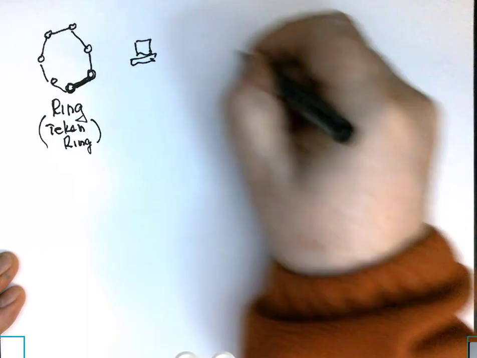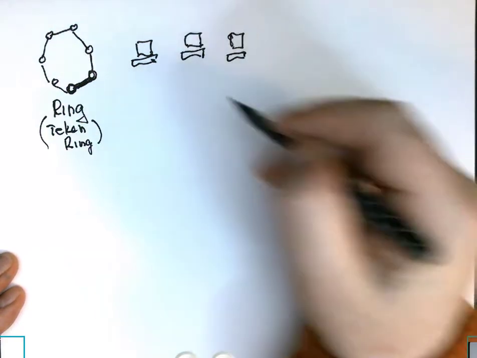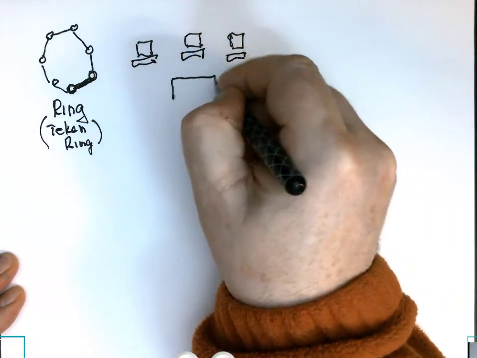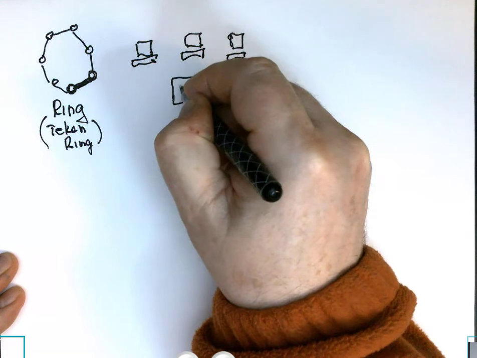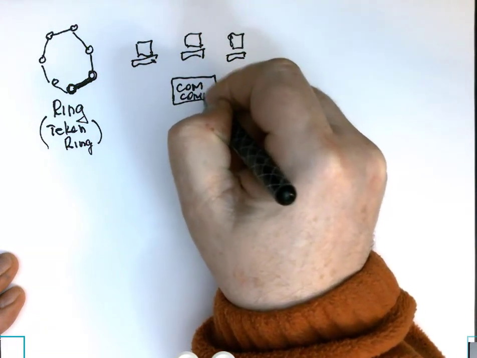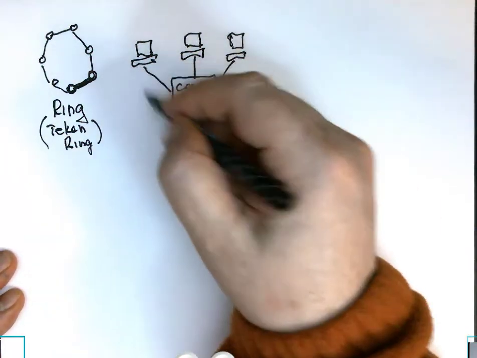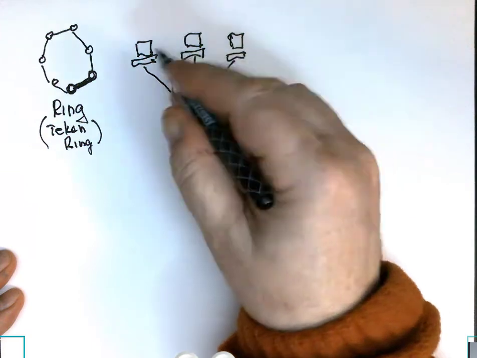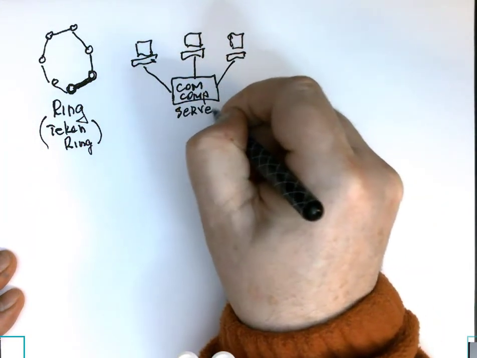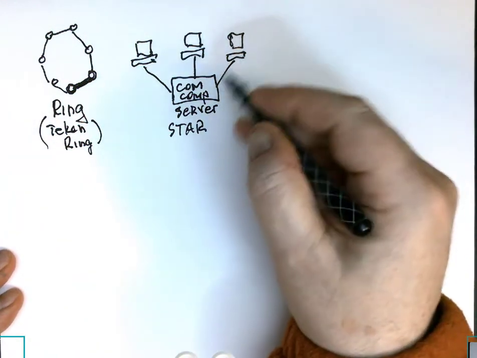So let's say this is computer 1, this is computer 2, okay? And that is computer 3. How do we make them communicate successfully with each other? We need a bigger communication center. So let's say a communication computer, and all 3 computers will be connected to this central computer. Assume this computer is servicing all of these 3, it is named a server. This type of communication is named star.